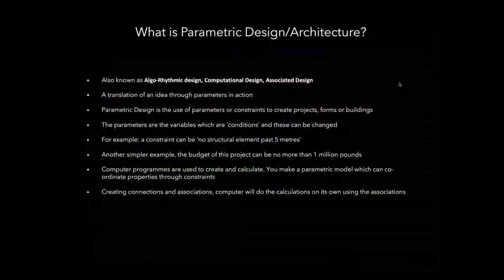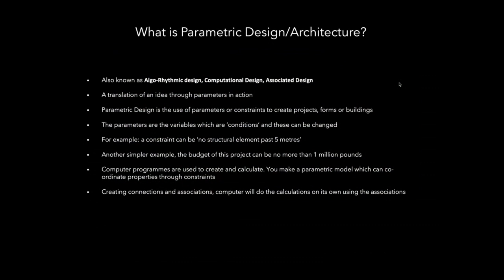I want to talk about parametric design and architecture. I don't know if it's touched upon at uni, but what is parametric design? It's known as algorithmic design, computational design, and associated design. And it's a translation of an idea through parameters in action. Will, you can share this presentation later, but basically you have parameters in your design, and then you can use that to your advantage. So, say for example, I wanted to create a structure, and I wanted a beam to be no more than 5 meters long. You can input that into the computer, and you say beam's no longer than 5 meters, and then it will help you calculate the structure or where things will go, where things will overlap, and so you're using your associations and constraints to design better.